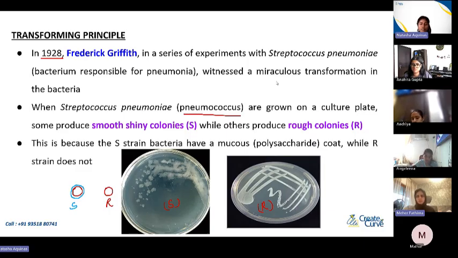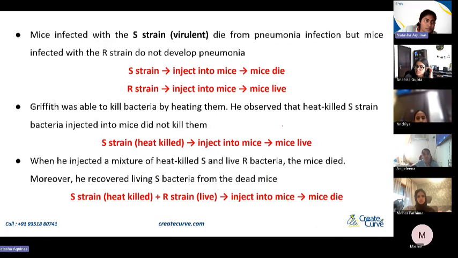So it can grow in two ways. Since there are two strains, one is a smooth one and one is a rough one. Nothing to do with virus here. So the smooth one would have the polysaccharide coat, the rough one will not have it. Okay, that's all. What he did is he infected the mice.